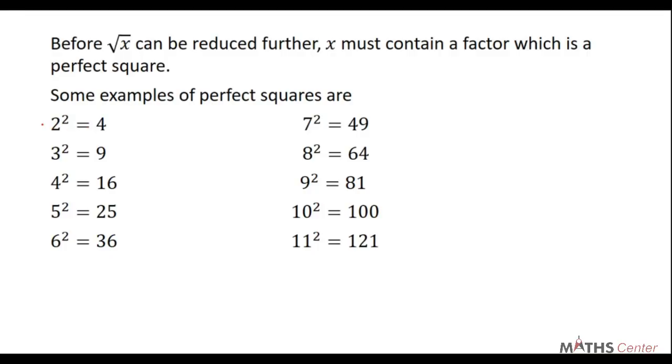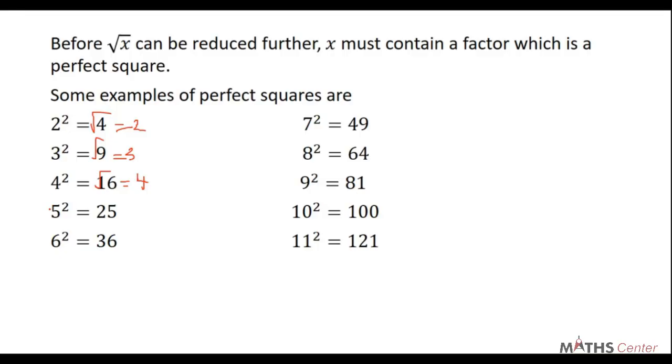Remember in a previous video that we said whenever you take the square root of the square of other numbers, you are going to get the number in question. So in this case, if you take the square root of 2 squared, you are going to get 2. Remember that 2 squared is the same as 4. So if you take the square root of 4, you are going to get 2. In the same way, if you take the square root of 9, you are going to get 3. If you take the square root of 16, you are going to get 4.